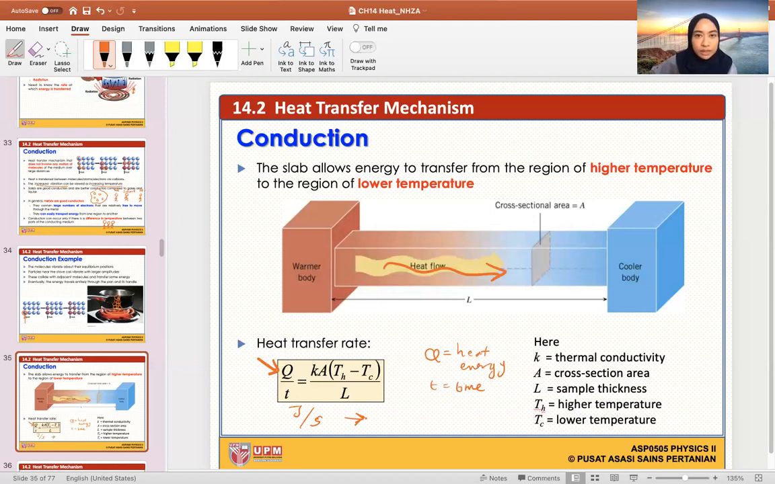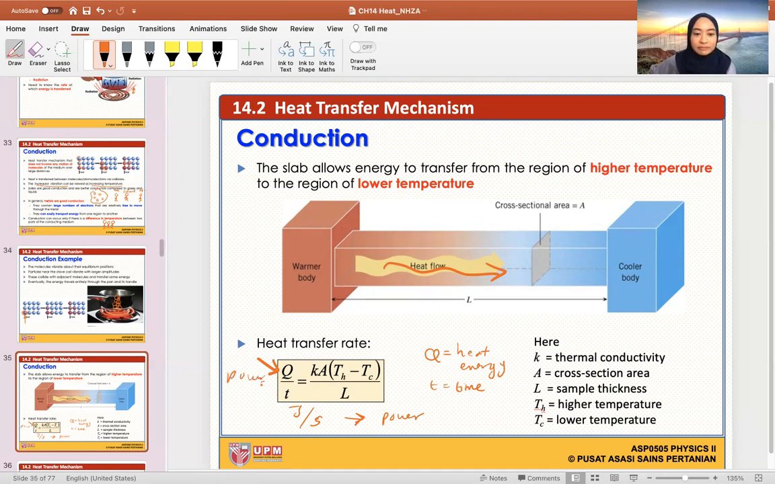Energy or the rate of energy? Power. Power, yes. Thank you, Amirul Haziq. Joule over second gives you power. So the heat transfer rate is actually power.